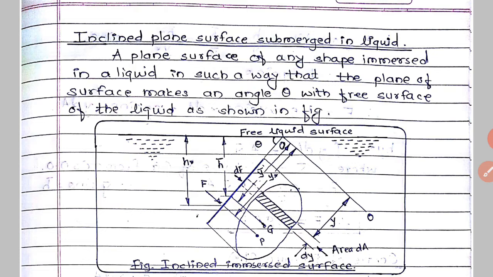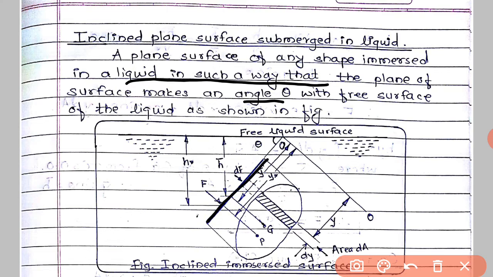See here, a plane surface of any shape is immersed in a liquid in such a way that the plane of the surface makes an angle theta with the free liquid surface. See here, this is the plane of the surface. It makes angle theta with this free liquid surface.